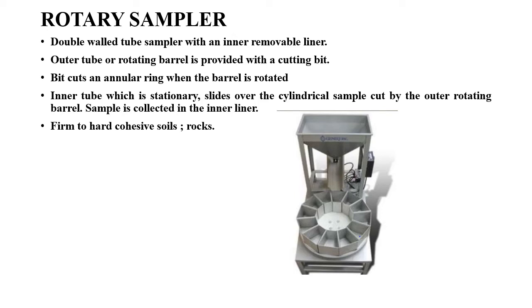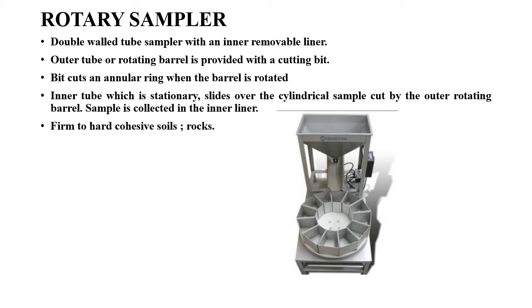Now, the third type of sampler is a rotary sampler. Here, it's a double-walled sampler. You will have an inner wall as well as an outer wall. The outer wall, or the outer tube, is the main part. The end of this outer tube will be provided with a cutting bit. This outer tube with a cutting bit is driven into your soil by means of rotating, and the inner tube will remain stationary itself.